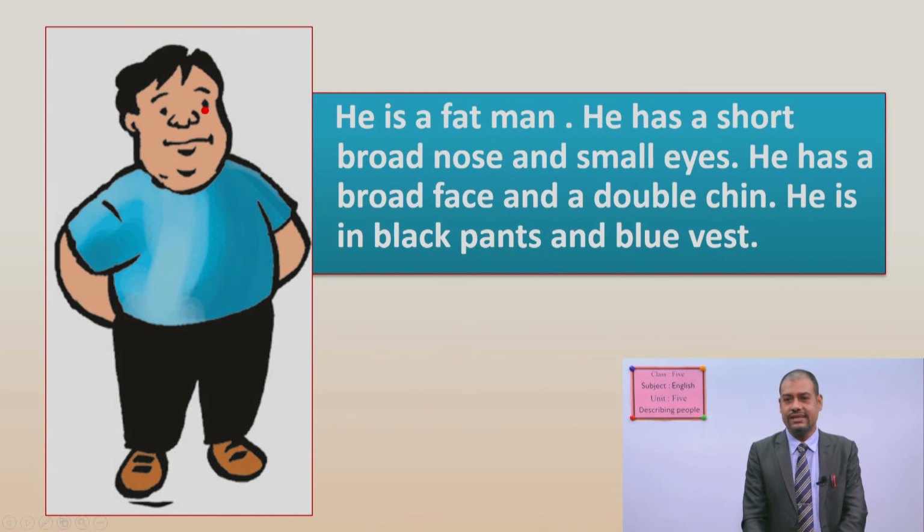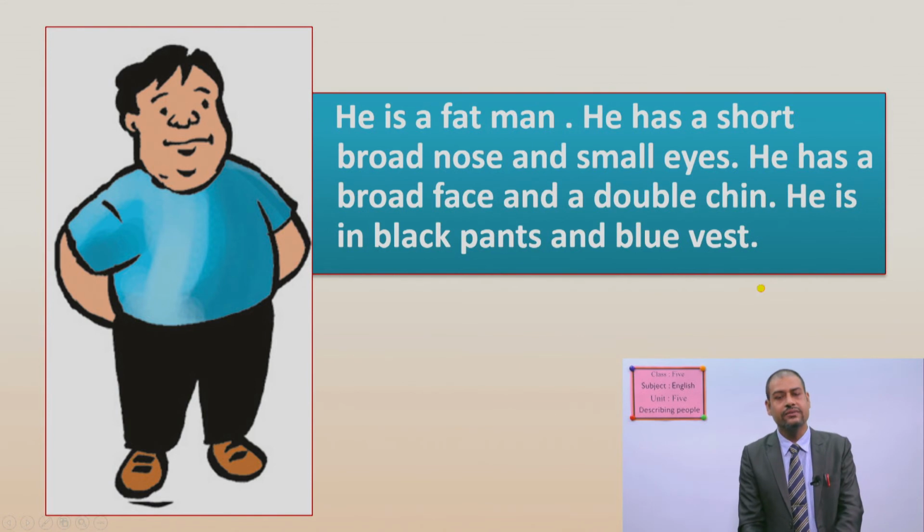Okay, small eyes. He has a broad face. Look at his face. He has from here to broad face, that's why I have described his face as a broad face. And a double chin. Look at, here is also chin and the neck part is also here. So he has a double chin, okay? And he is in black pants. Look at his pant, it is in black color, okay? And his vest is in blue color. That's why I have described his dress as he is in black pants and blue vest.